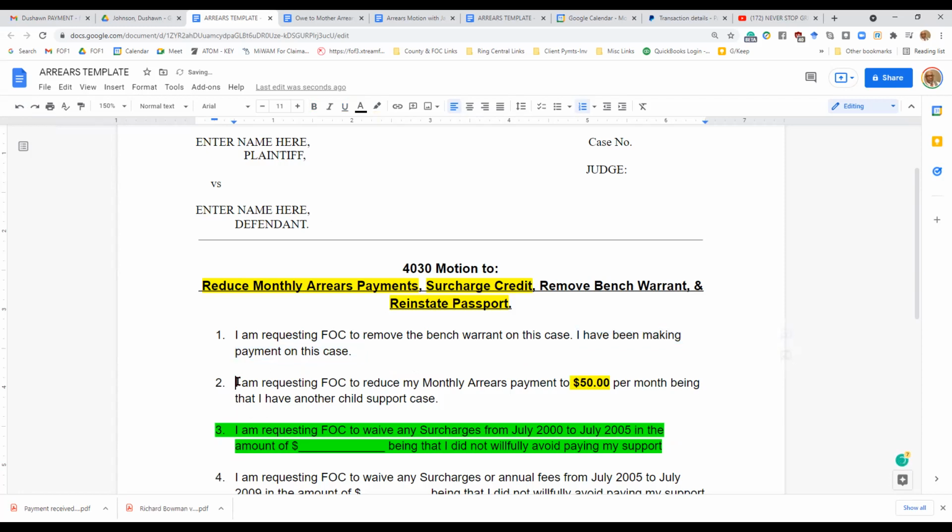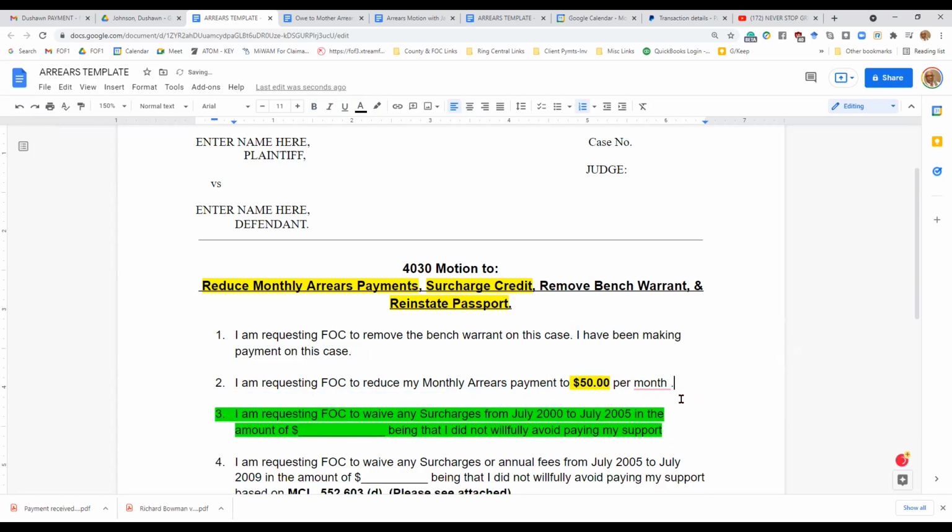Now, also, number 2, I'm requesting FOC to reduce my monthly arrears payments to $50 per month, being that I have another child support case. Some of us on the call have multiple cases. That's one reason. But again, everyone, if you just got one case, you just say this: I just want y'all to take this off of me and reduce the payments down to $50.